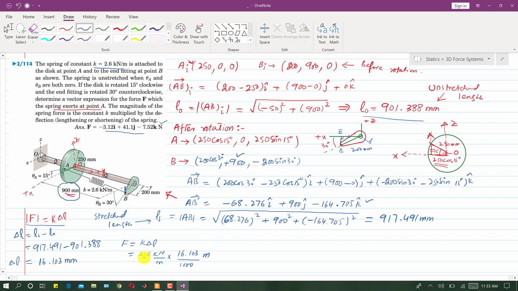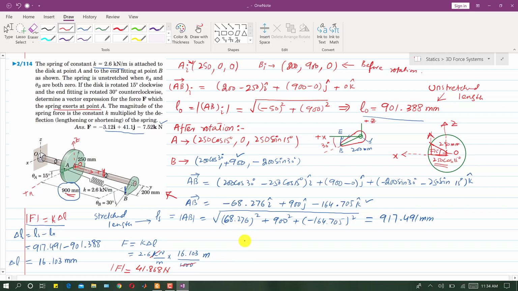So now as we can see, this is 2.6 kilonewton. So this kilo means 1000. So this 1000 will be cancelled with this 1000. So we will be left with only 2.6 multiplied by this 16.103, and that will be in newtons. So this comes out to be 41.868 newtons.